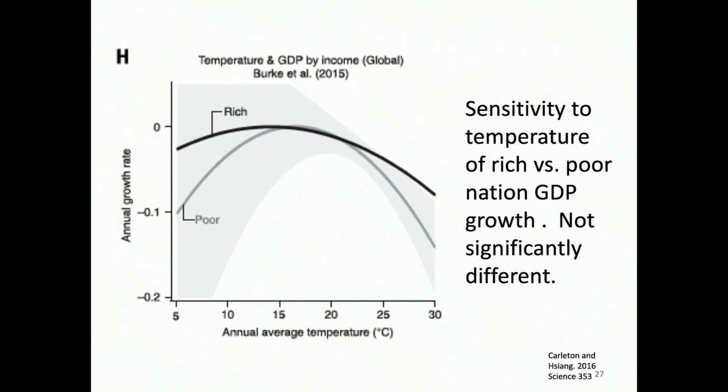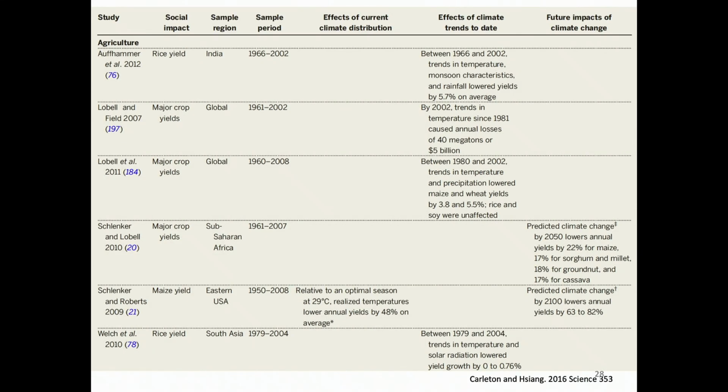in rich countries. This one is the annual growth rate of GDP being depressed by annual average temperatures that are too low or too high. And it's true that the effects are greater in poor countries than in rich countries. But these changes aren't statistically significantly different from one another. Rich countries suffer too. And it doesn't appear to be the case that wealth really insulates you.